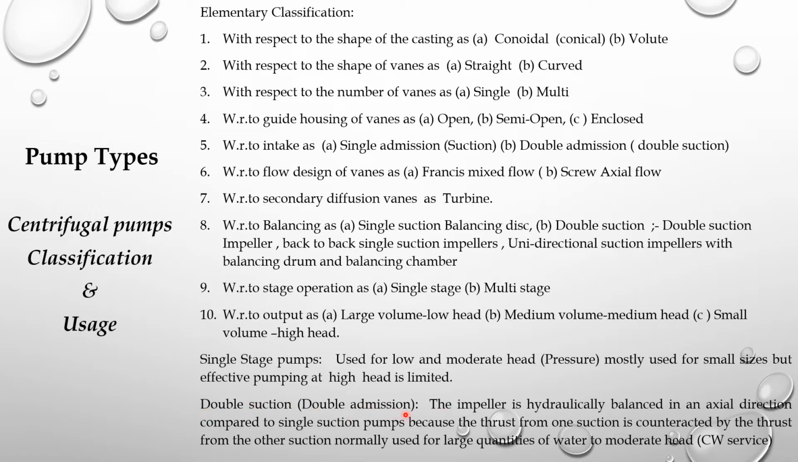Double suction or double admission pump. The impeller is hydraulically balanced in an axial direction compared to a single suction pump because thrust from one side is counteracted by thrust from the other side. Normally used for large quantities of water at moderate head. Cooling water service, normally used for a higher volume, uses this type of double suction or double admission pump. And a seawater pump with high volume also will be used with a double suction.